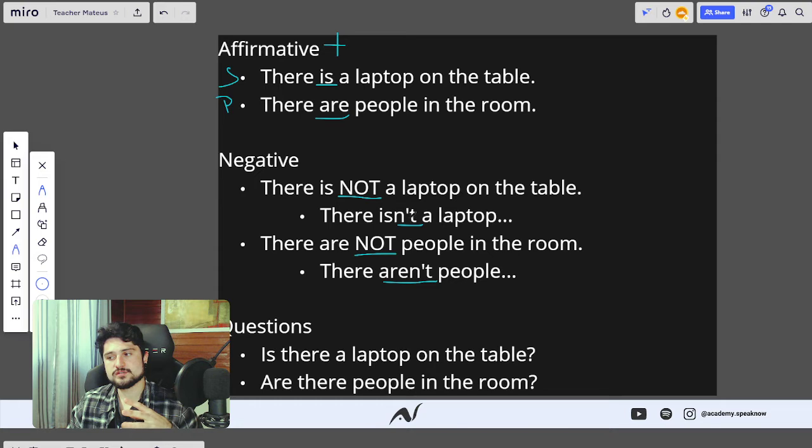And then guys, you see that to contract that, we remove the O, and in the place of the O, we add the apostrophe. And then we put together the verb to be with not.